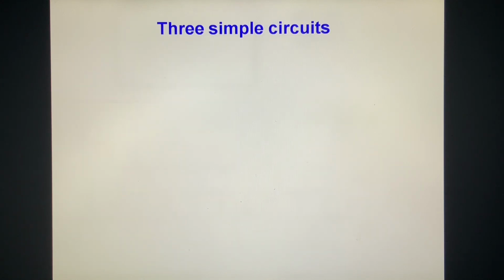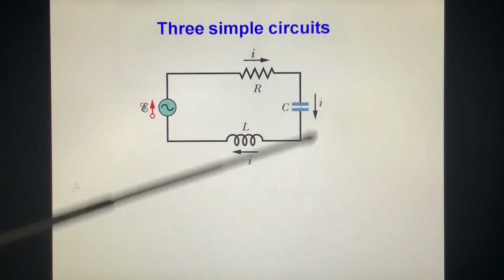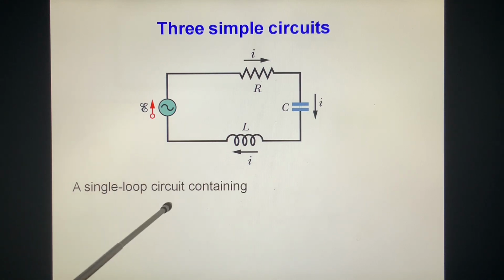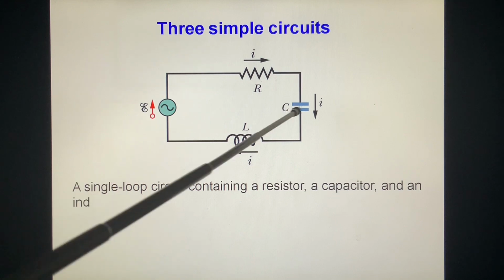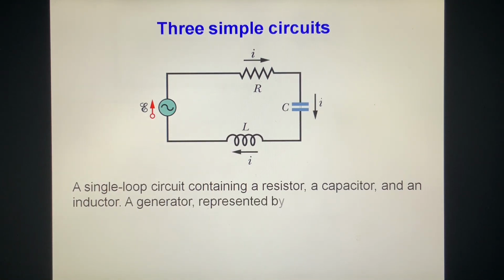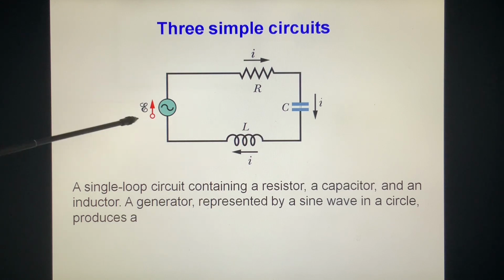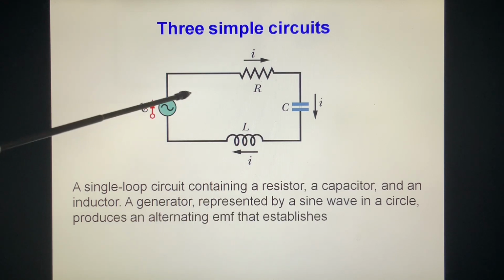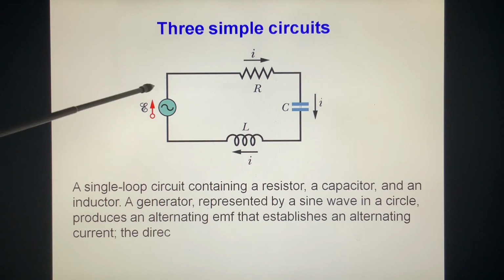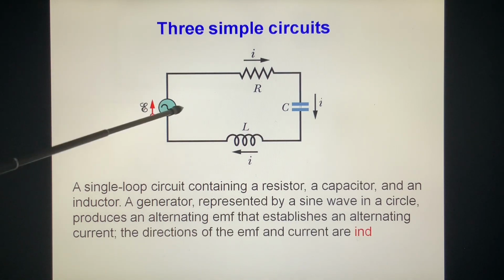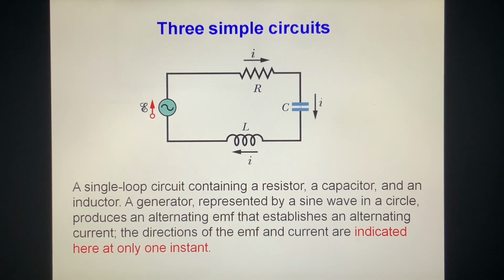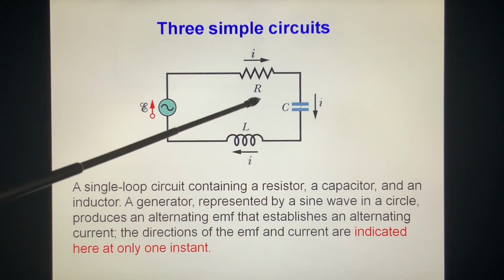Let's see three simple circuits first, then we put them together. This is a single loop circuit containing a resistor, a capacitor, and an inductor. A generator, represented by a sine wave in a circle, produces an alternating electromotive force that establishes an alternating current. The directions of the electromotive force and the current are indicated here for only one instant, since they change direction and magnitude.